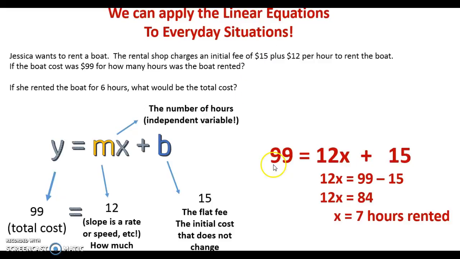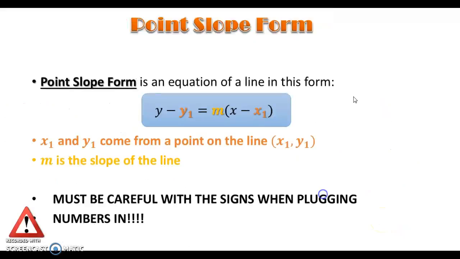So you can actually solve this by plugging in 99 is equal to 12x plus 15. You would just move the 15 to the other side, do 99 minus 15 gets 84, and then divide by 12, solve for x, and you could realize that that's 7 hours rented.